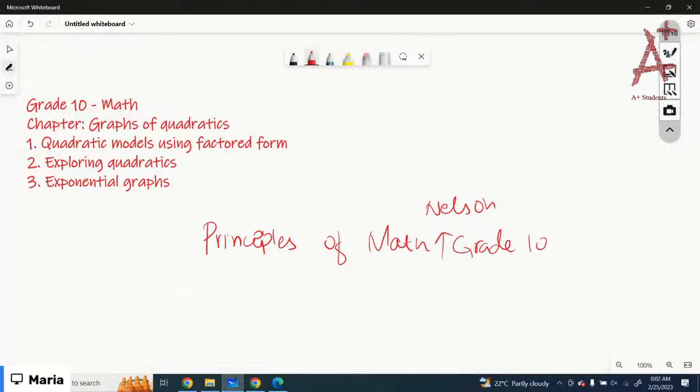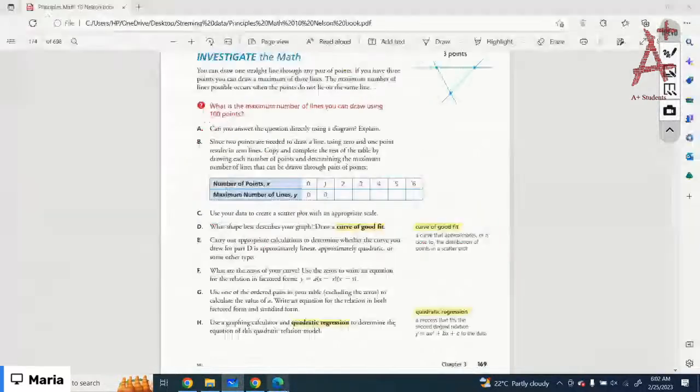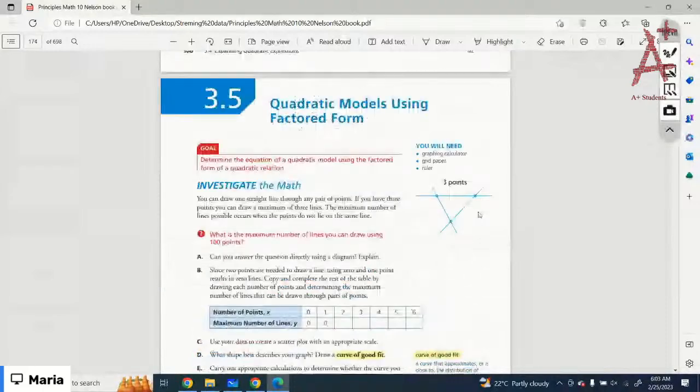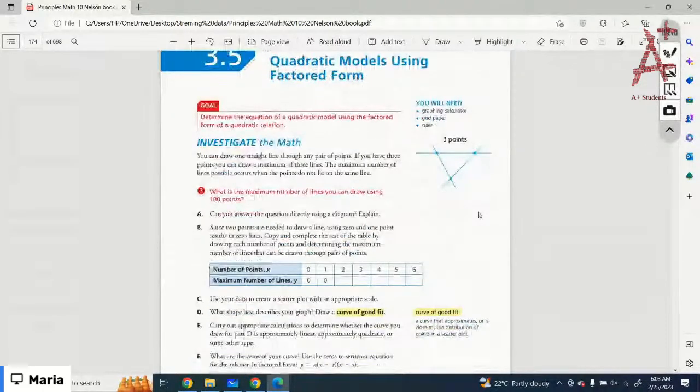The lessons we're going to cover today are quadratic models using factored form, then explore quadratics, and then we'll do exponential graphs. So let's start with the first lesson, that is quadratic models using factored form. Here I'm on the Principles of Math 10 Nelson book. The lesson I'm going to start with is quadratic models in factored form.